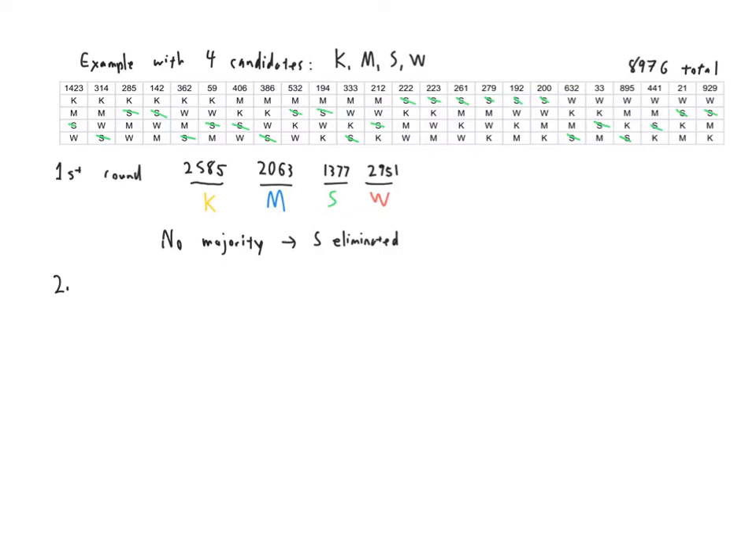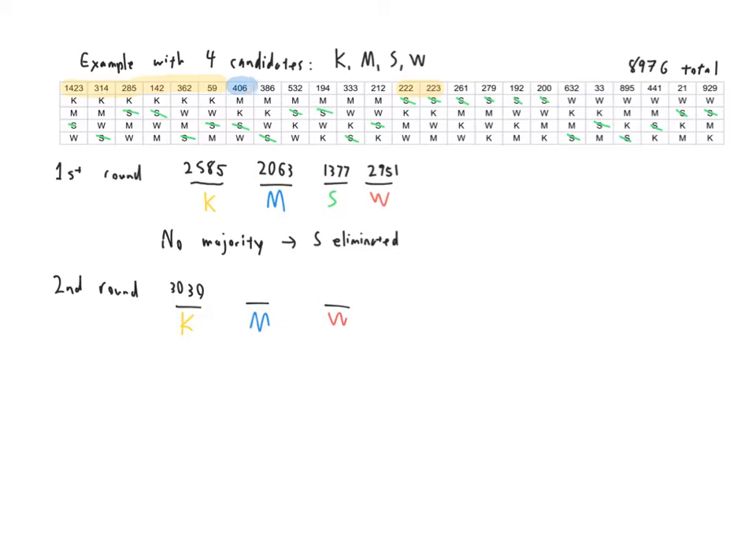All right, let's see what happens in the second round now. So only the candidates K, M, and W remain. Let's count up how many votes K has now that S has been eliminated. K gets all of its original votes, but then it also gets some votes where the voter had originally had S as their first choice, but now K gets bumped up to first choice. So that's these 2 columns right here. Adding up all of these, we get 3,030.